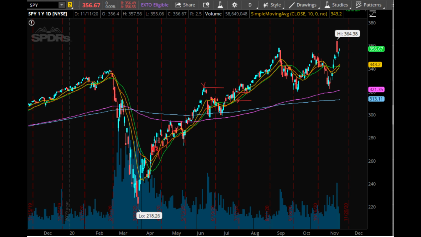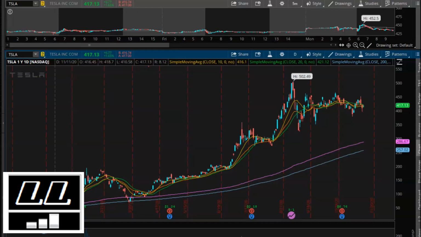So let's take a look and see what a chart looks like in a real-time environment. On the screen here, you will see a chart of Tesla. And if you remember the formula that we put together, the first thing that we're going to be looking for is a stock that is in an overall uptrend.